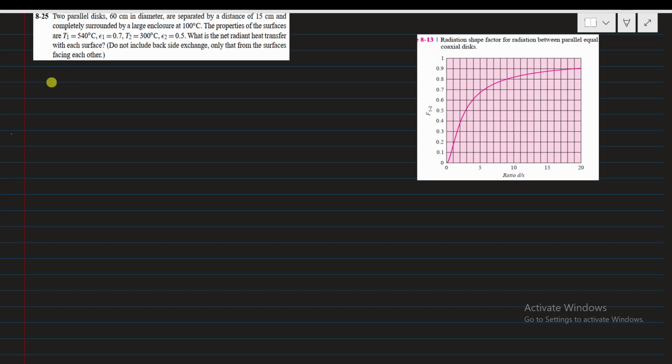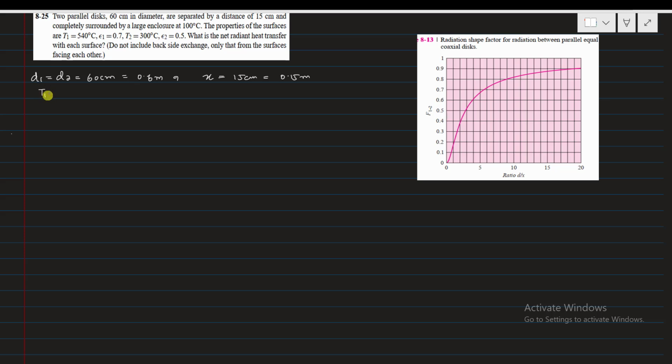So the diameter of the discs D1 and D2, that is given, and it is 60 centimeter. So convert into meter, just divide by 100, so you will get 0.6 meter. Okay, so the distance between the discs, that is x, and it is 15 centimeter. You can say 0.15 meter.